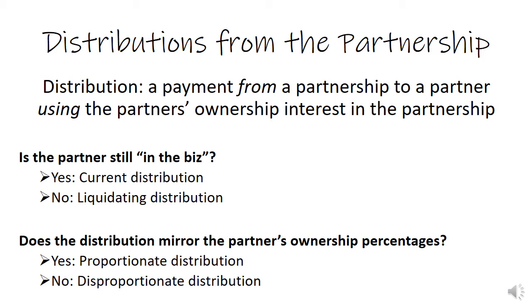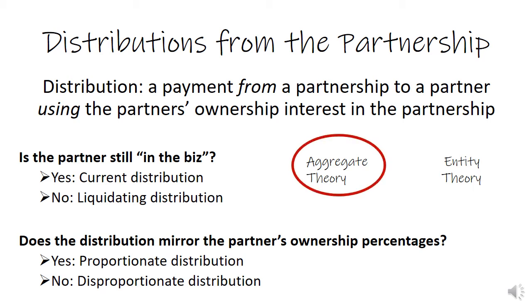The second category of partnership distributions is based upon whether the distribution mirrors the partner's ownership percentages. If it does, then it's a proportionate distribution. If the distribution is intended to reallocate the different partnership bases and ownership percentages, then it's a disproportionate distribution. This represents the aggregate theory of partnership, which says that a partnership is made of a bunch of individuals acting as one, and they're entitled to their original contributions.